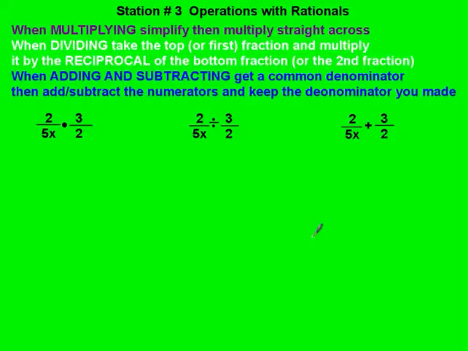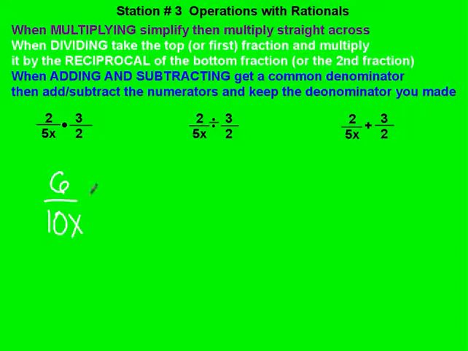We're going to do some operations with rationals. If you take a look at the first example there, it's multiplying two fractions. When you multiply fractions, you just go straight across: the numerator times the numerator, so 2 times 3 is 6, and the denominator times the denominator, 5x times 2 is 10x.